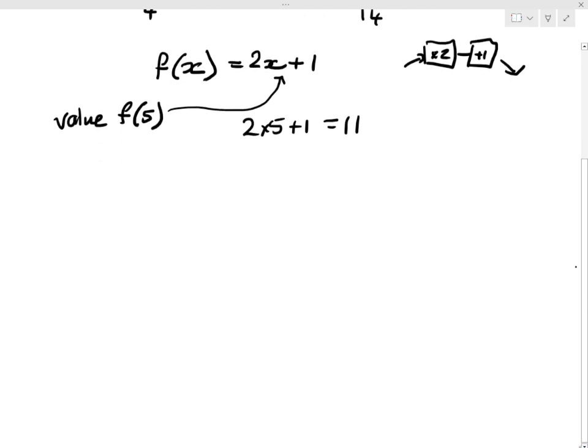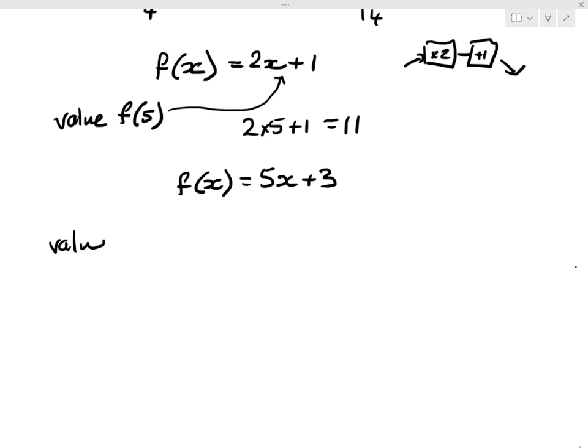We can have a function which could be 5x plus 3. And what's the value of f(4)? When we put 4 in place of the x, you do 5 times 4 plus 3. 4 fives are 20, plus 3, it will equal 23.